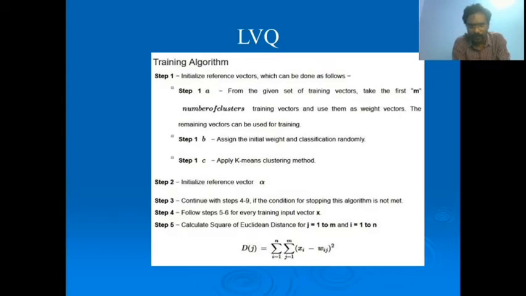Then in step 4, follow steps 5 to 6 for every training input vector x. So we need to calculate the Euclidean distance, that is the square of the Euclidean distance, for j equal to 1 to m and i equal to 1 to n. This is the formula to calculate the Euclidean distance: D(j) equals the summation over i equal to 1 to n of (x_i minus w_ij) the whole square.